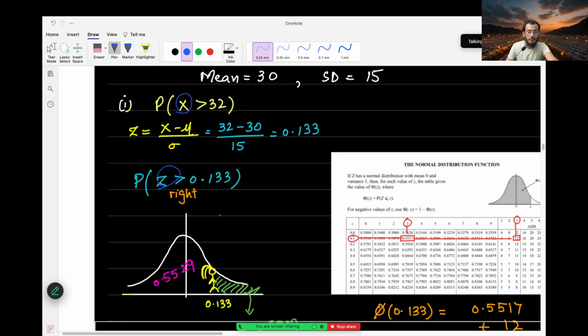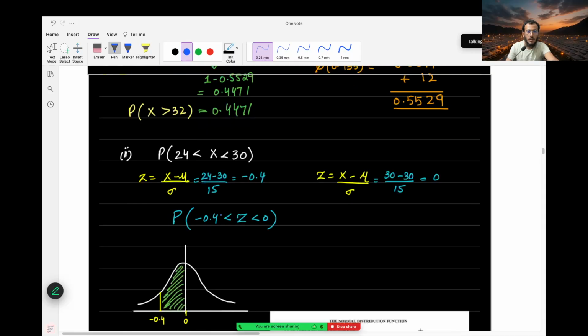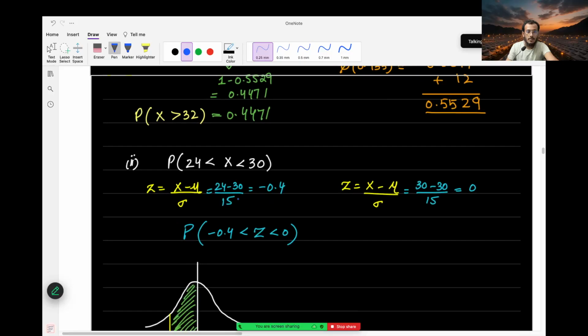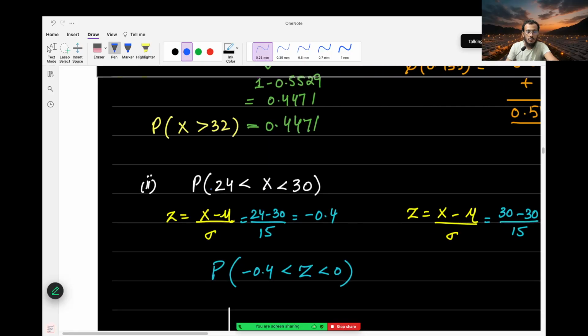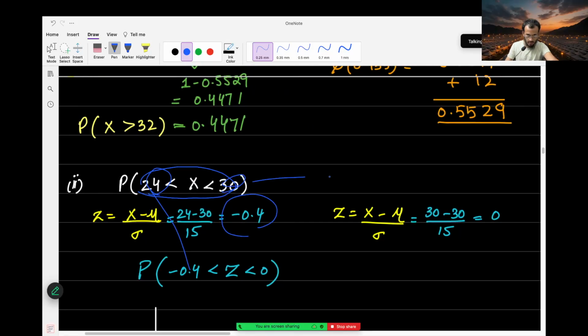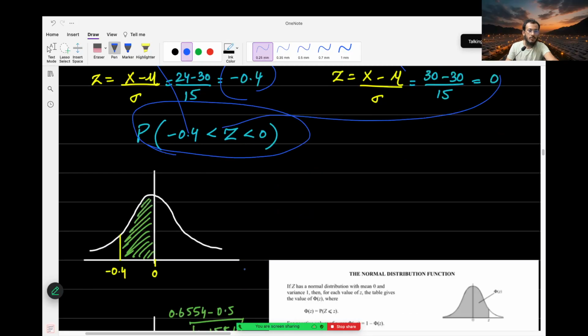32 is the mean, my bad. 32 is not the mean, 30 is the mean. So when they have asked you to find probability x is greater than 24 and less than 30, you just replace the z value for 24 with this thing and z value for 30 with this thing, and then you find the probability z is greater than negative 0.4 and less than 0.